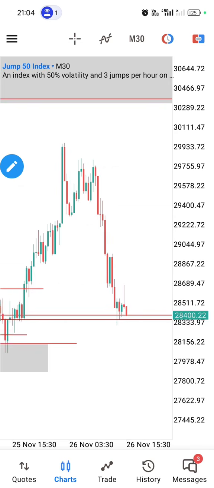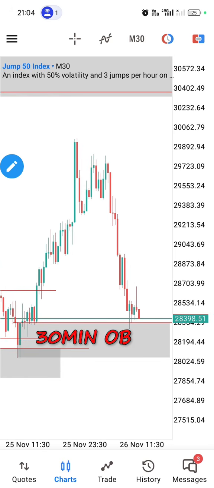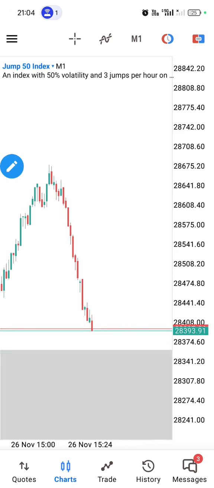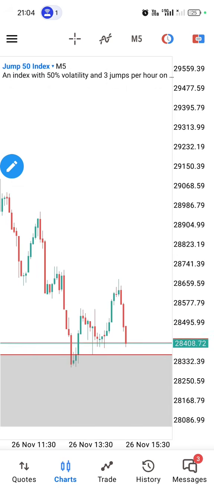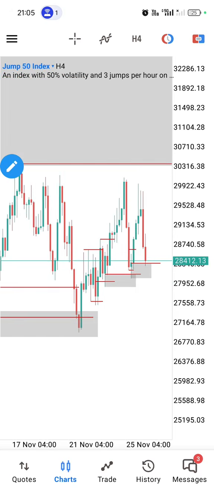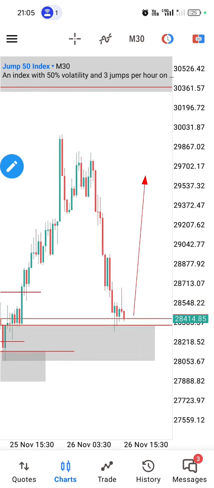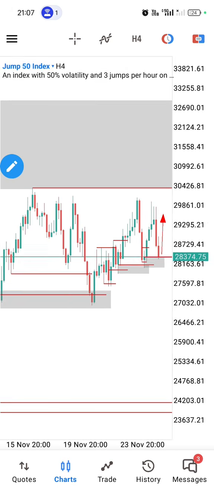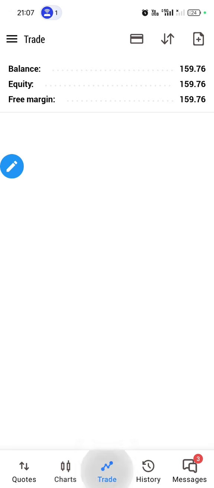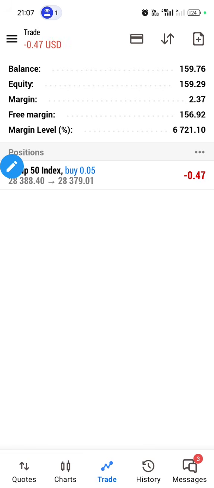So price to me right now, according to my analysis, yes, there's also that 30-minute order block right below the rejection block. On Jump 50, it's been reacting off of the rejection blocks. Like it reacted off that monthly rejection block, it reacted off of the 4 hour rejection block, and now I'm also trusting that it will react off of the 30-minute rejection block. That's where we're currently at.